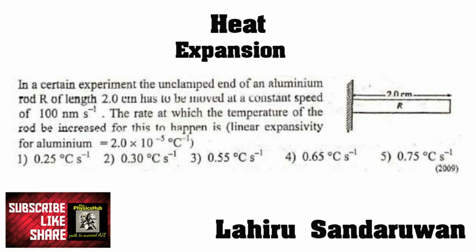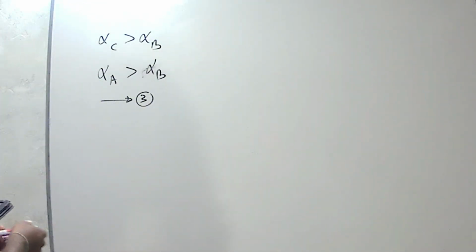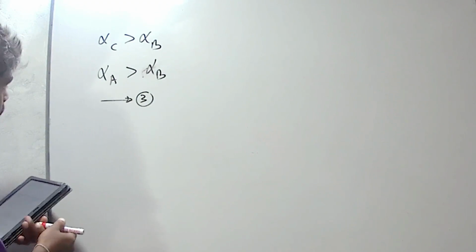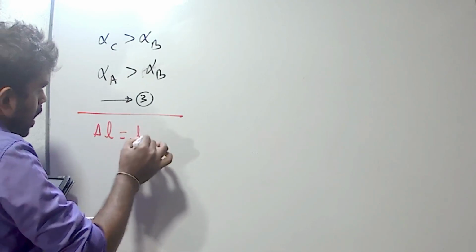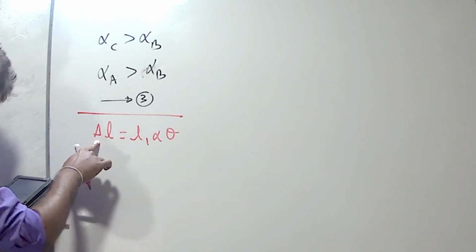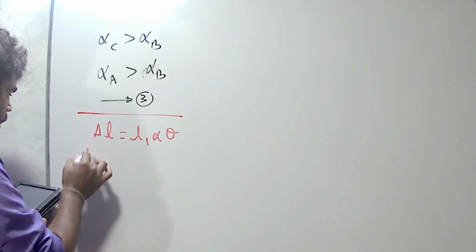24. In a certain experiment, the unclamped end of an aluminium rod R of length 2 centimeters is moved at constant speed 100 nanometers per second. What is the rate at which the temperature of the rod increases for this to happen? They have given the linear expansivity of aluminium. We can consider the moving distance per second. It means the increase of length. Delta L equals L1 alpha theta. The increase of length should be 100 nanometers per second.